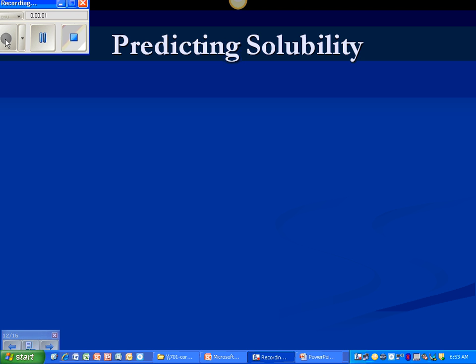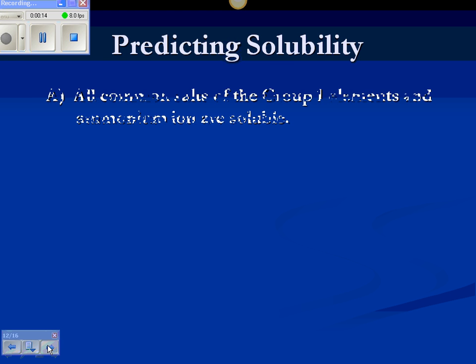Okay, now we're going to be taking a look at how to figure out if something is going to be a solid, aqueous solution, or a gas, or anything like that, with predicting solubility. All we have to do is keep in mind some basic rules.